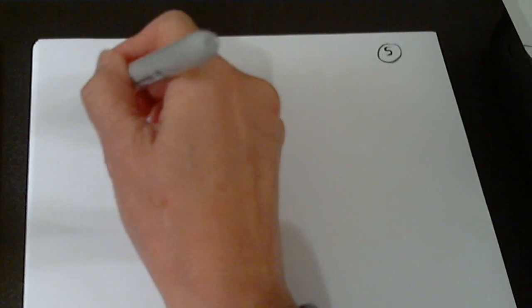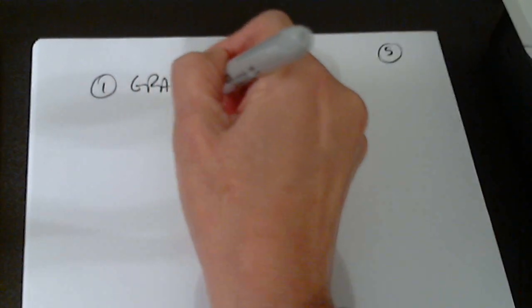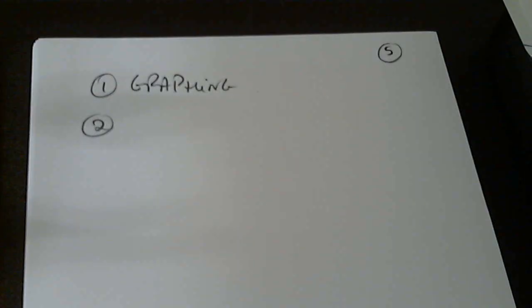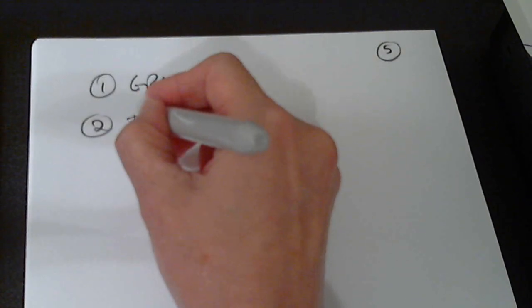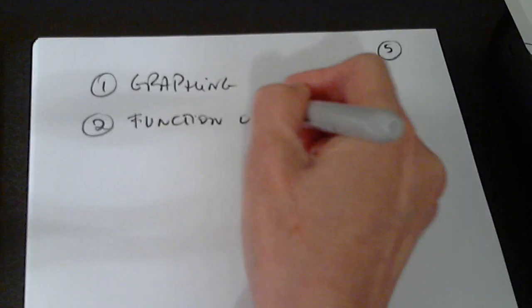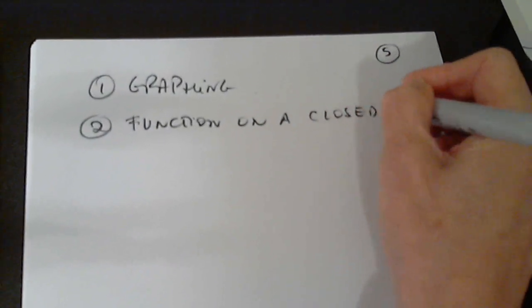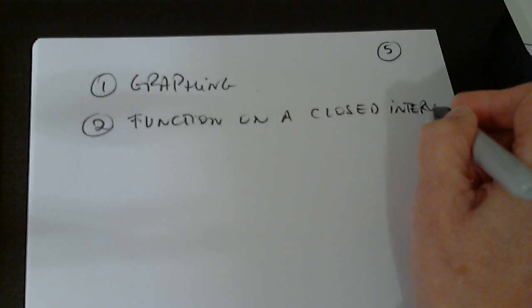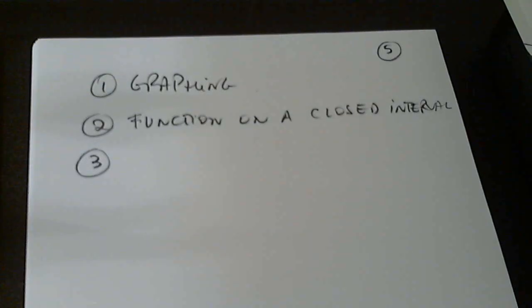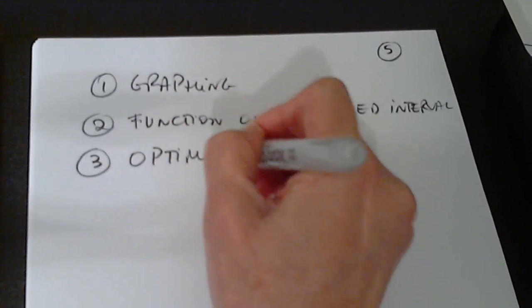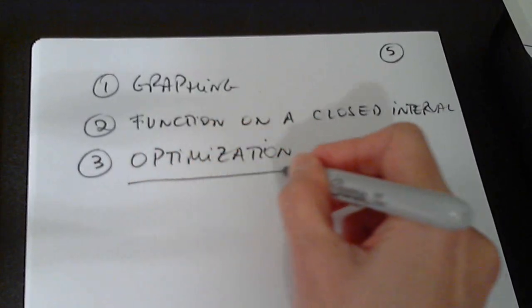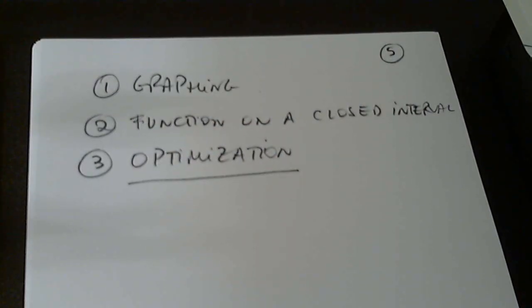Okay. So far the applications we looked at: we looked at graphing a function, studying a function on a closed interval. The next application of differentiation is entitled optimization. Optimization. What does optimization deal with?